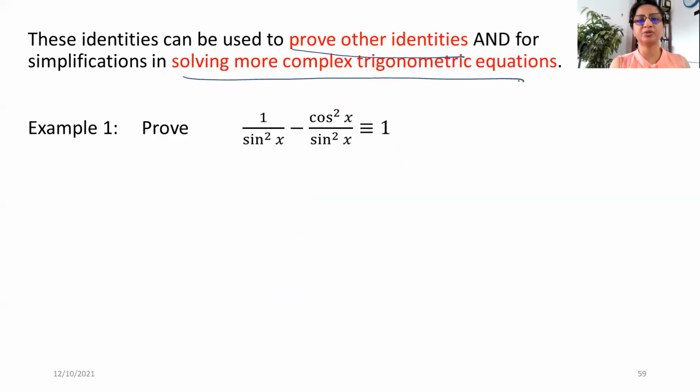They can also be used to solve trigonometric equations. Now, so far, the trig equations you solved were very simple ones. You only had one trig term equals to a number. They are the simplest trig equations you can ever find. But if you have more complex trig equations, you might first have to simplify a bit. And for those simplifications, you would need identities.